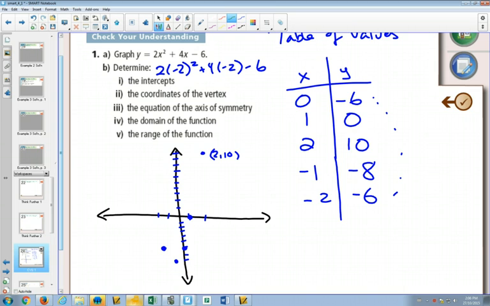Can you see that because these 2 values is where my symmetry is, my axis of symmetry would have to be right in between them? Does that make sense? On quizzes and tests, you'll get little graphing paper. Sometimes in your textbooks, they provide graphing paper.